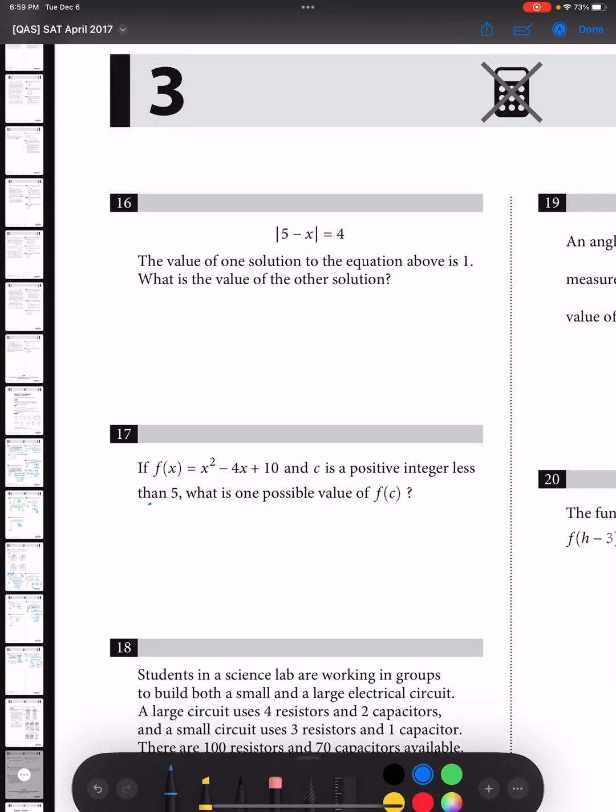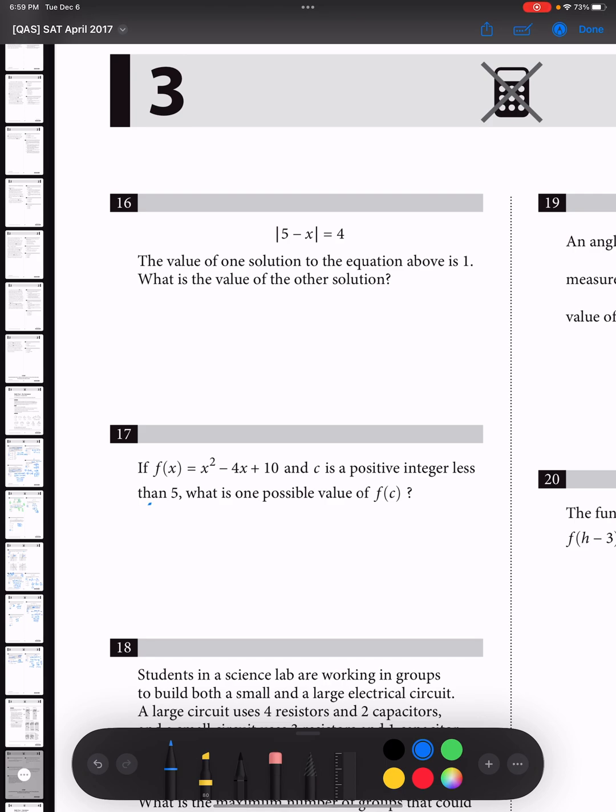Number 16. The value of one solution to the equation above is 1. What is the value of the other solution? So if we're given this equation, we know that one of them will be 5 minus x is equal to 4, giving us minus x is equal to negative 1, x is equal to 1.